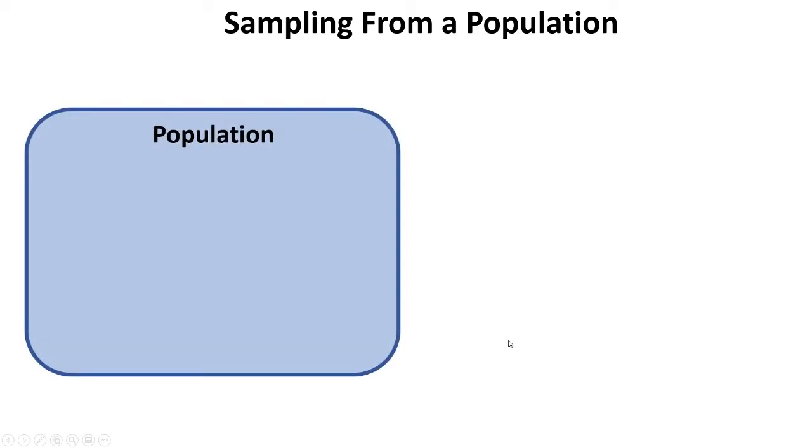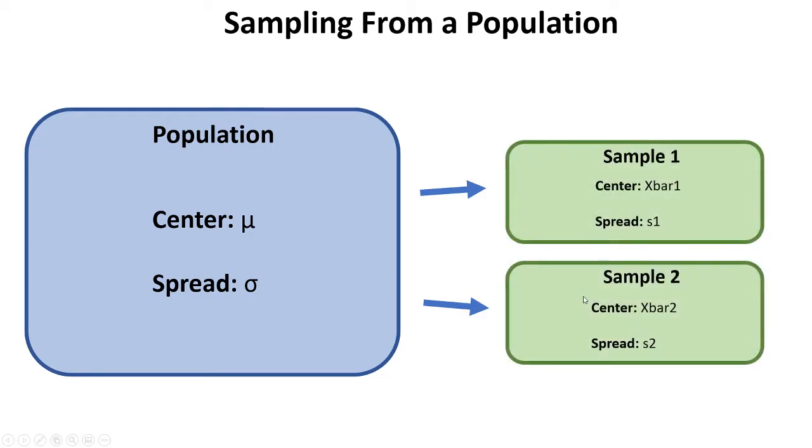But first, we're going to go back to our hard and dry sampling from a population. So in the past, we've learned that if we have a population, that population is going to have a center described by a mean and a spread described by a standard deviation. And if we sample from that population, we will have subsamples that each have their own center described by x bar and their spread described by s, which is the standard deviation of the sample.